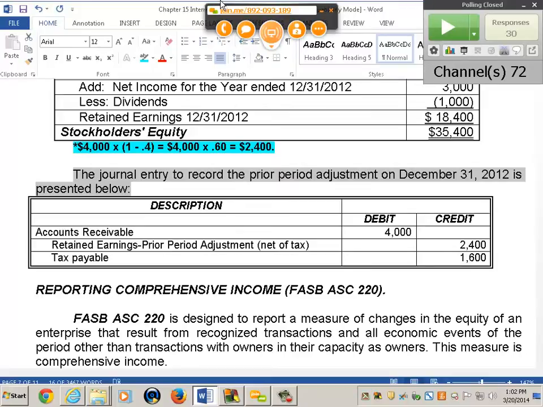Closing entries. How would you close out the accounts? How do you close out revenue? Debit revenue, credit income summary. How do you close out expenses? Debit income summary, credit expenses. I'll put this in one entry. So you'll have sales, you'll have tax expense, and you'll have income summary. Then close income summary to what? Retained earnings, right?